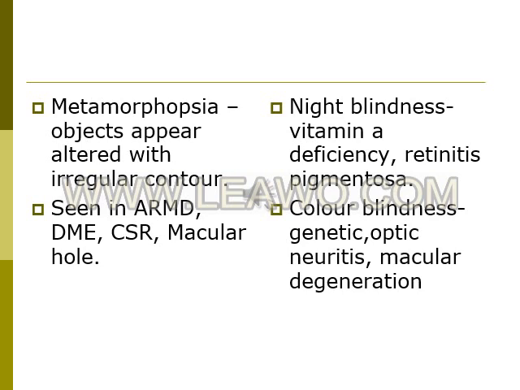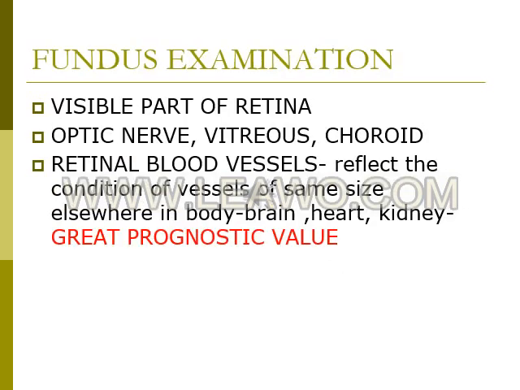Metamorphopsia is a symptom in which objects appear altered with an irregular contour. It is seen in age-related macular degeneration, CSR, diabetic macular edema, and macular hole. Night blindness is seen mainly in vitamin A deficiency and retinitis pigmentosa. Color blindness is seen in genetic disorders, optic neuritis, and macular disease.